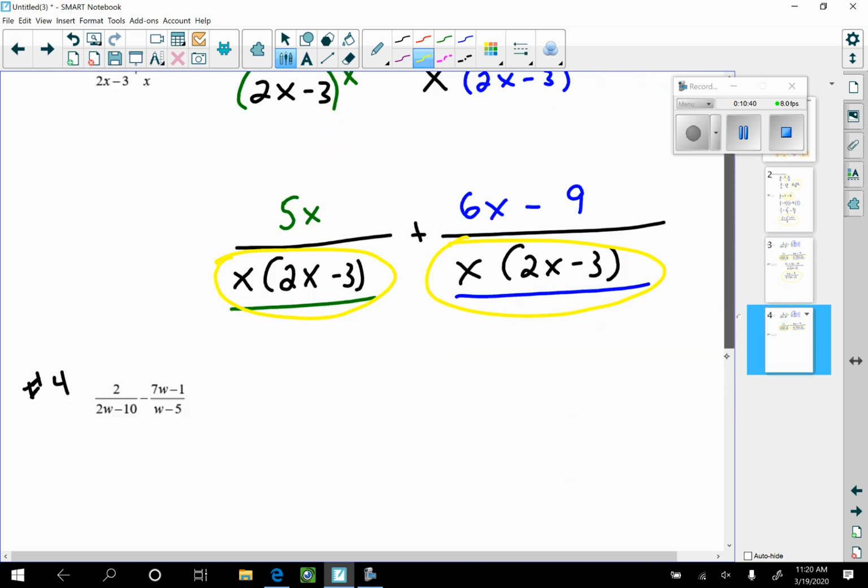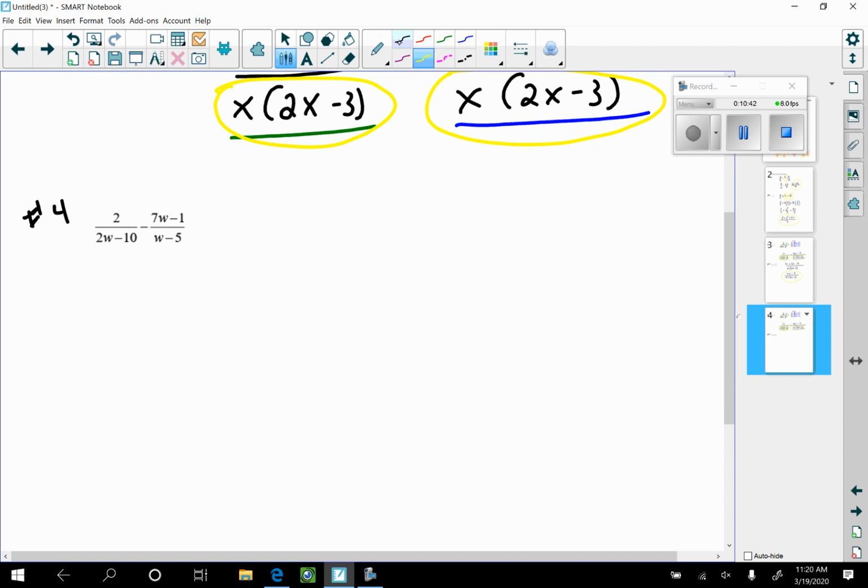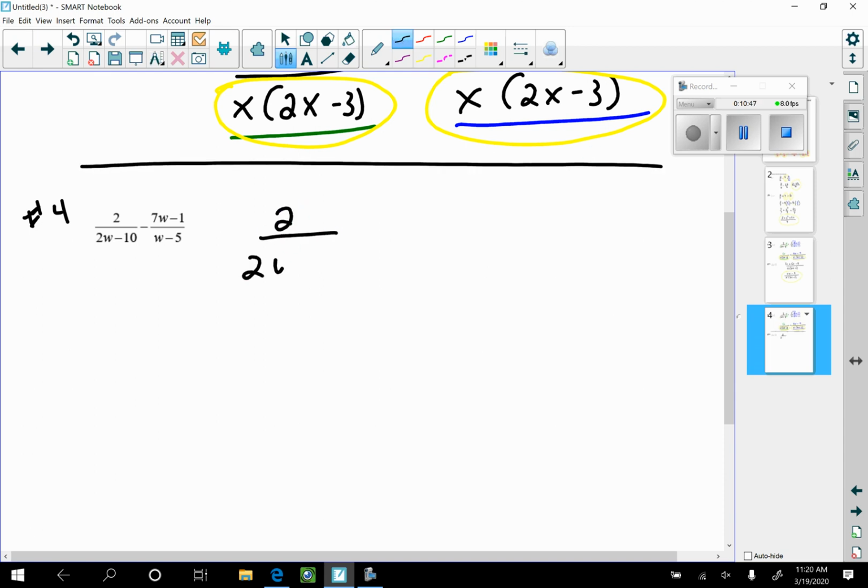Okay, so this is the problem we're on right here. Let's rewrite the problem. It's 2 over 2w minus 10 minus 7w minus 1 over w minus 5. And keep in mind, this is example 4. You are going to have to recreate on your own a problem that's very similar to number 4. I will not take the exact problem that I have here. So you're going to have to create your own problem.